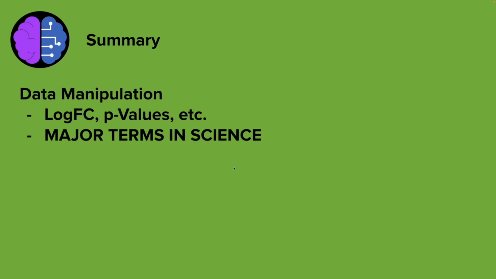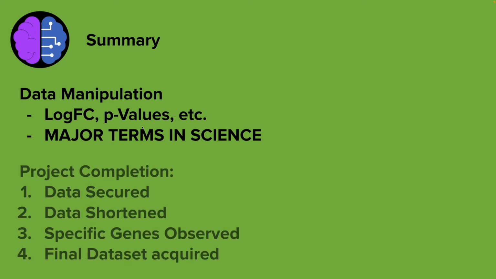All right, guys, let's go over a quick summary of what we've done. So far we have done a large amount of data manipulation. We've looked at log FC values, P values, etc., which are major terms in science, and not just for machine learning, but these are comparison tools that are used in all types of science, in all different fields. So it's very important that you have a good grasp of them if you want to continue this project outside. Next, some of the things that we've completed for this project specifically: we have secured our data, we have shortened our data using these log FC values, we have observed specific genes that may play a crucial role in MS, and finally we have our final data set acquired for our project.